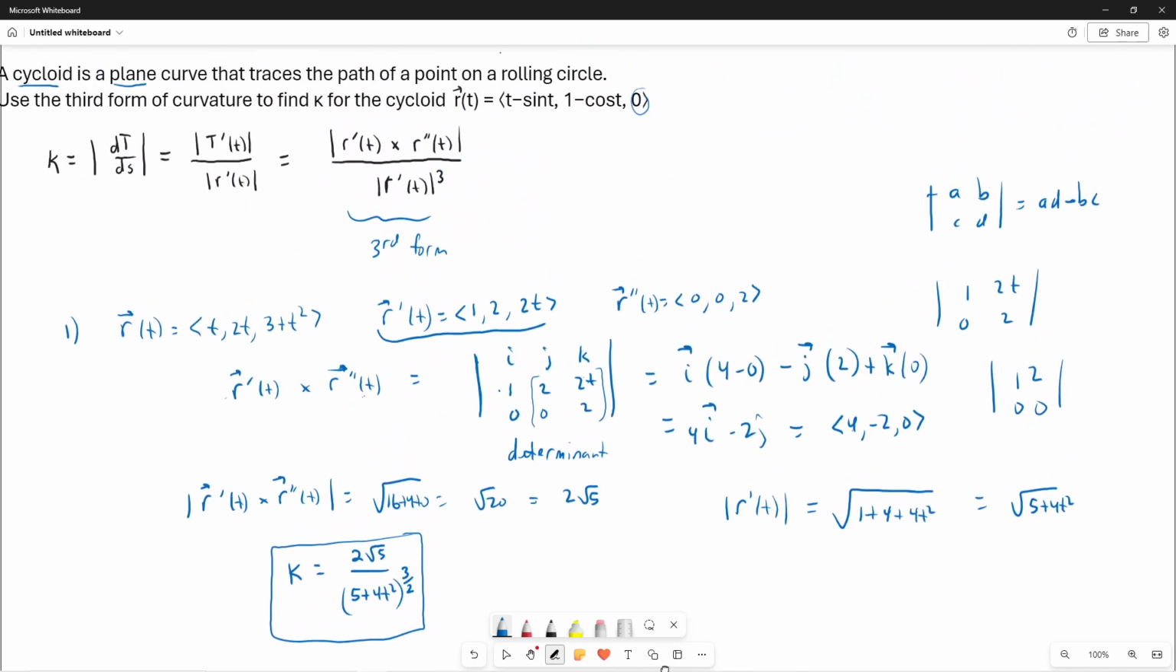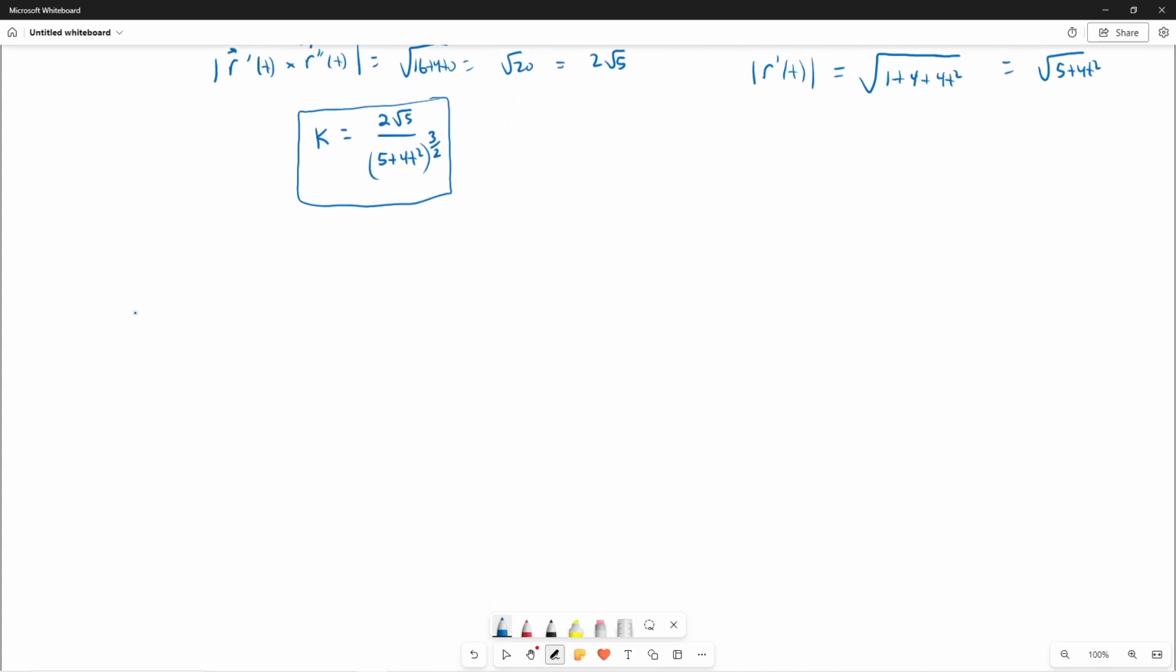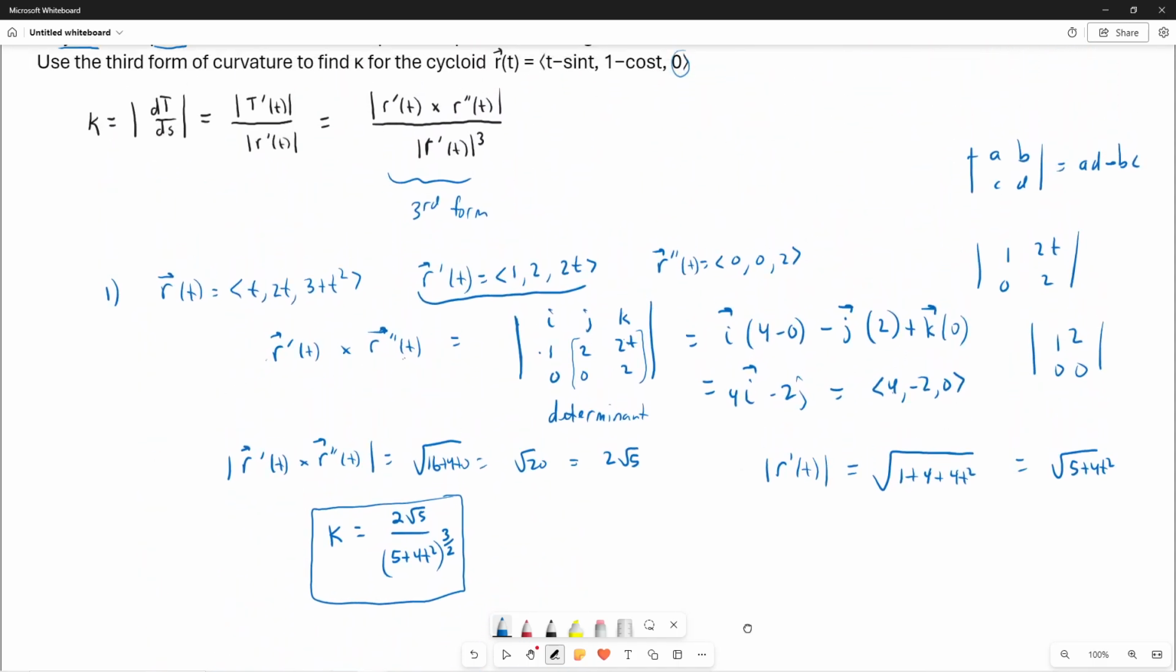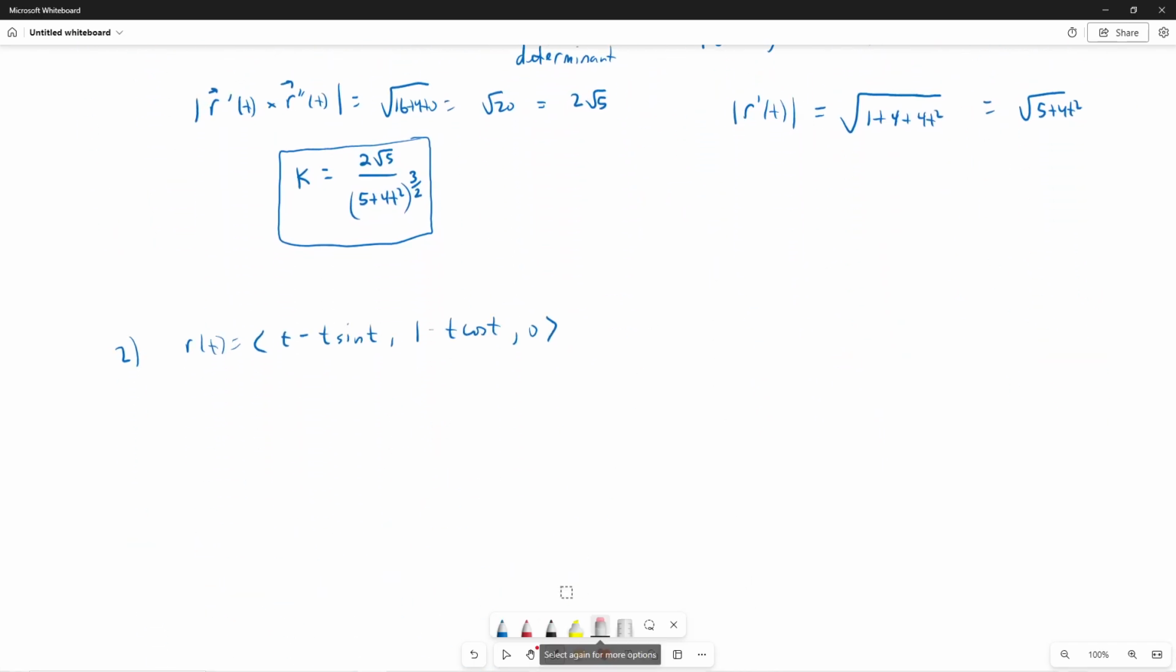Let's look at that again. So the cycloid, r of t is t minus t sine t, and then 1 minus t cosine t, comma 0. Hold on a second. Sorry, there's no t's in front of the sine and the cosine. So it's just t minus sine t, 1 minus cosine t.